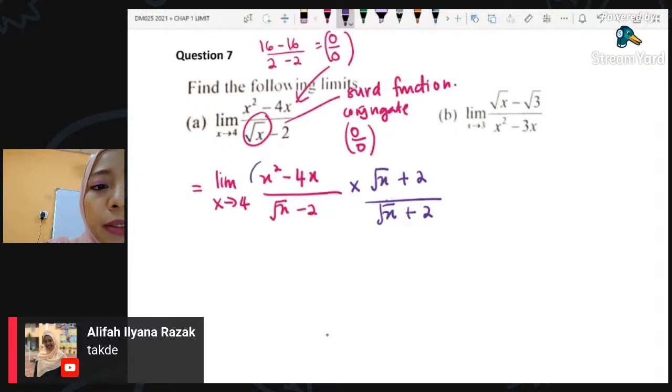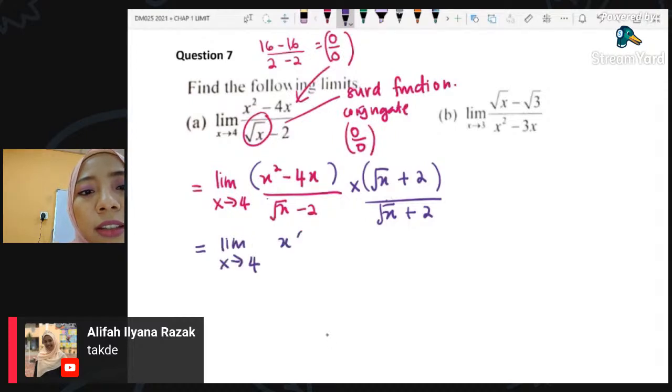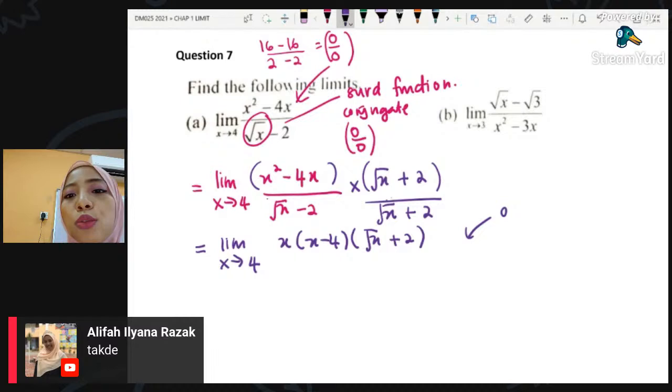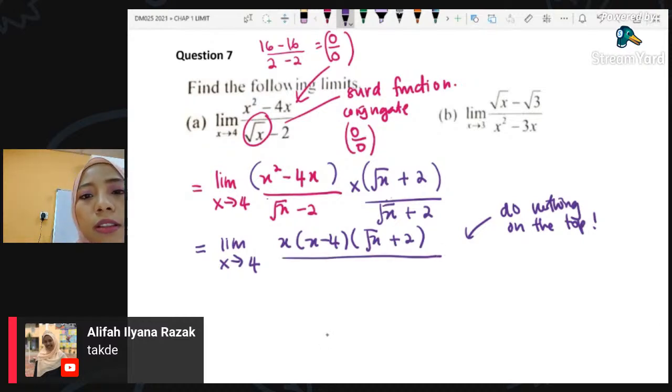Alright. So tengok sini. Ini dengan ini jangan kembang. Ini akan menyusahkan hidup you. You jangan kembang. Bawah je yang you selesaikan. Okay. So limit x approaching 4, x, okay, ini factor x minus 4. Okay, and then surd x plus 2. Okay, tengok I do nothing on the first, on the top. Okay, over. Okay, ini dengan ini. Okay, kembangkan dapat x plus 2 surd x minus 2 surd x. So cancel out each other.